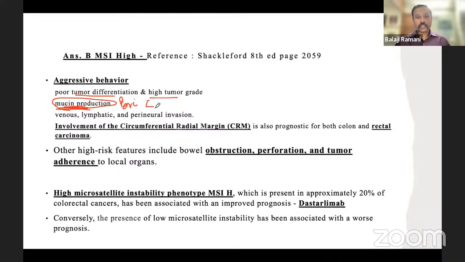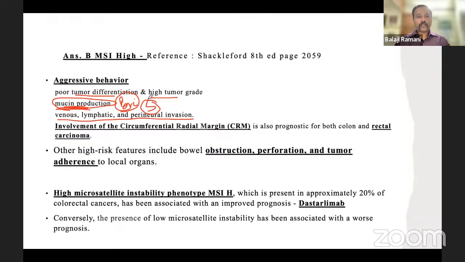In the same way, signet ring cell carcinomas will have a high extent of peritoneal disease and distant metastasis and generally a poorer prognosis. And as I already said, any lymphovascular space invasion, venous invasion, lymphatic invasion or perineural invasion, whenever we have these features, all this makes it an aggressive tumor. These are common to all pathologies.